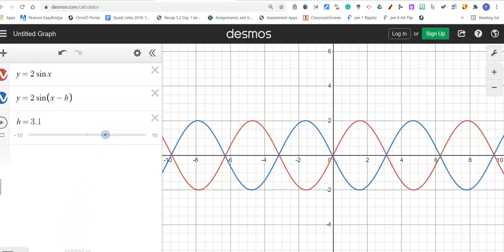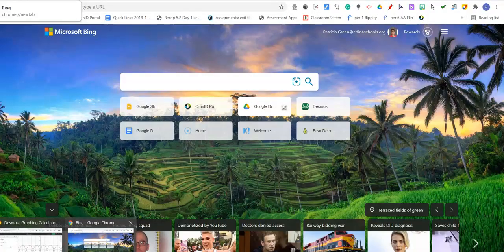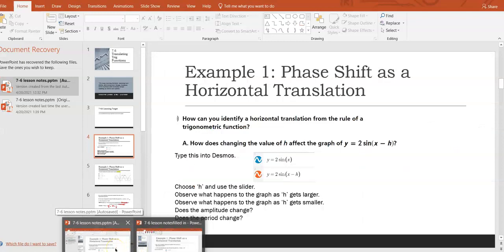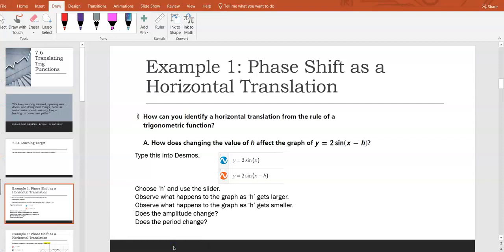All right, so take some notes there about what you observed. Make sure I get them. I have 2 of them open. So what happens as the h got larger, it moved to the right, and as h got smaller, it moved to the left.